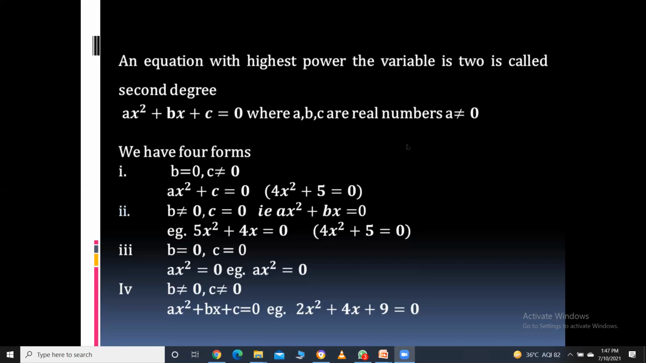Now, in the third case, b is equal to 0 and c is equal to 0, but remember that a cannot be 0. So ax square is equal to 0. In the fourth form, b is not equal to 0 and c is not equal to 0, and the expression appears in the standard form ax square plus bx plus c is equal to 0. An example is 2x square plus 4x plus 9 equated to 0.